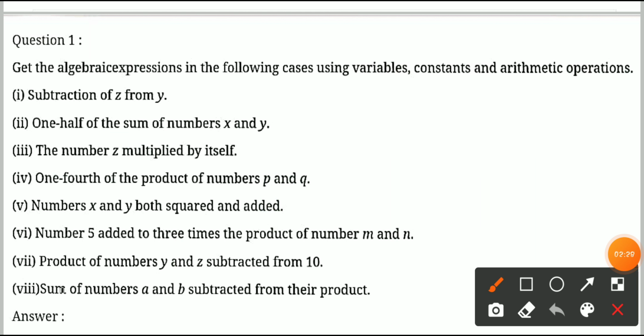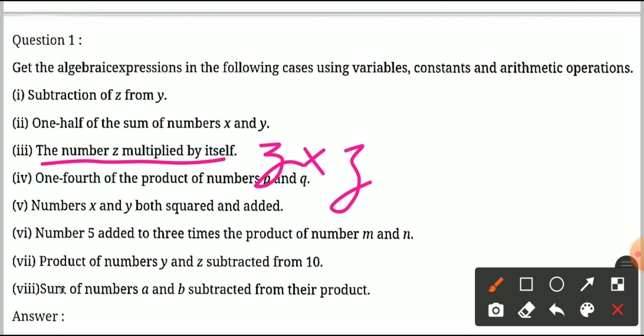The number z multiplied itself. The number z multiplied itself. Z means z multiplied by z, which is equal to z square. Easy.